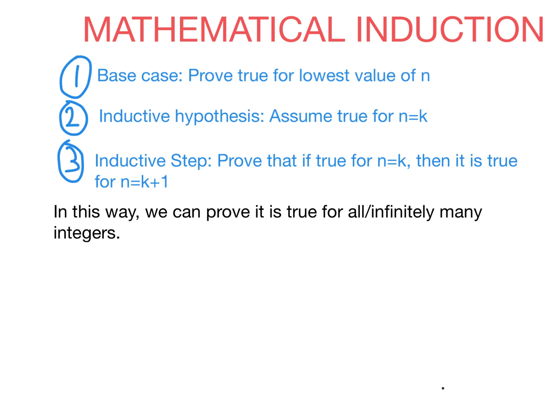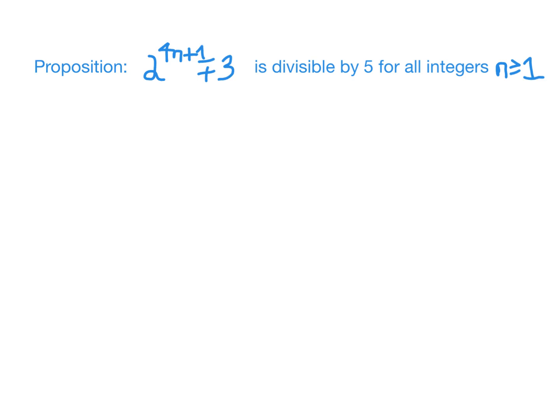All right, let's look at an example. So we're going to prove that 2 to the power of 4n plus 1, plus 3, is divisible by 5 for all integers n greater than or equal to 1. So the first step here is the base case. We prove true for the lowest value of n. Here the lowest value that n can take is 1.